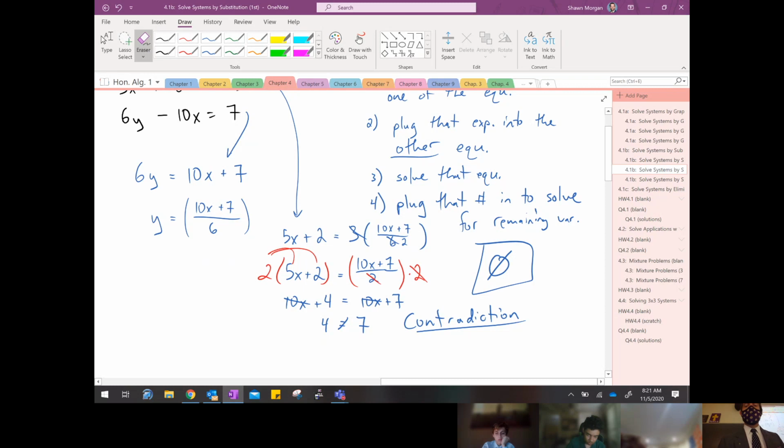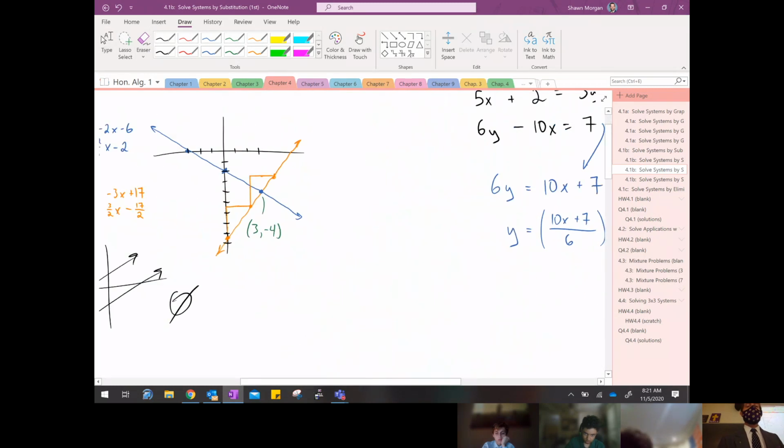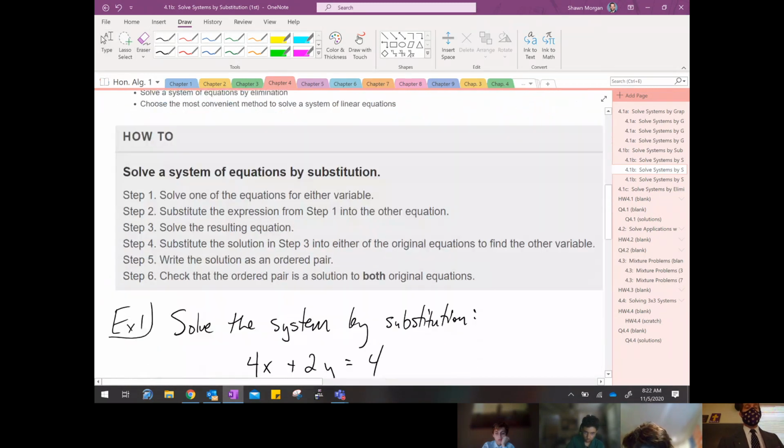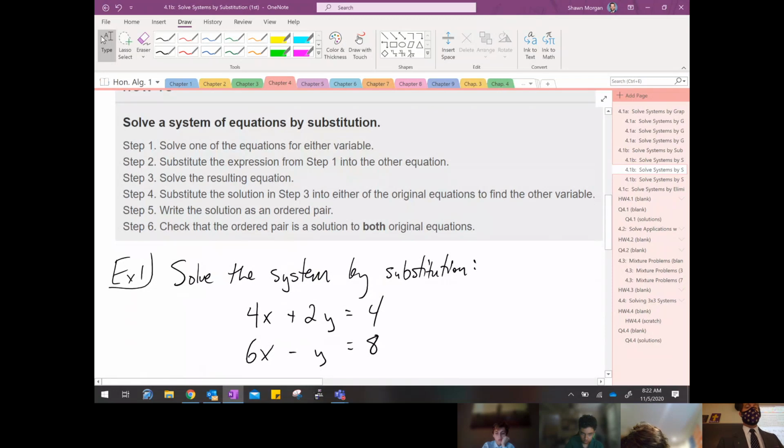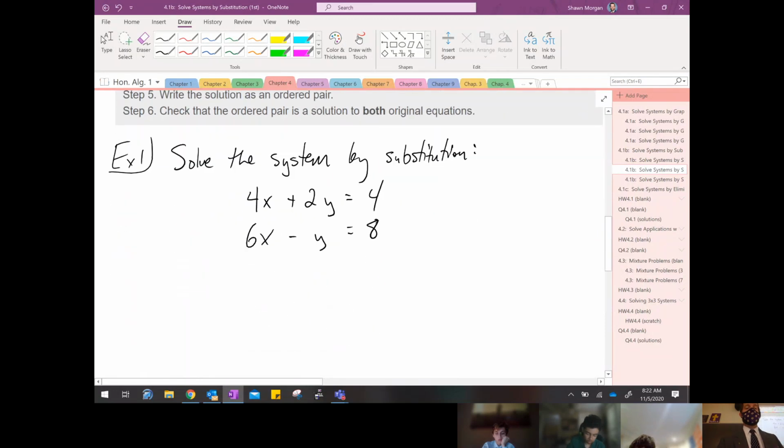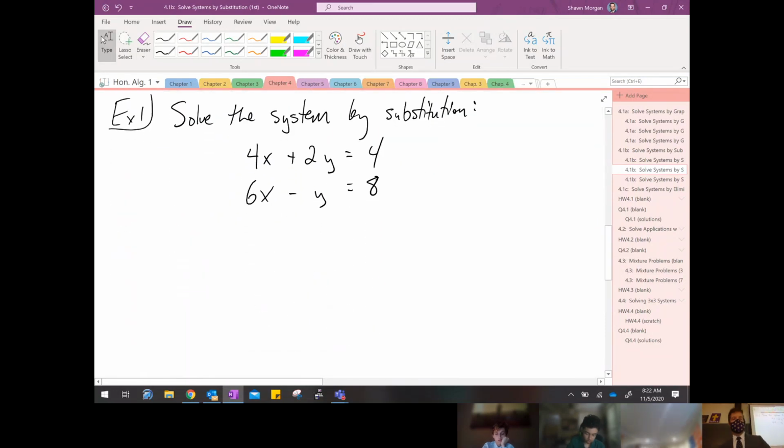Okay, so this was a rare case where the lines were parallel. Let's look at another example. By the way, there's your step-by-step approach that we just walked through. Okay, let's try this one again together.